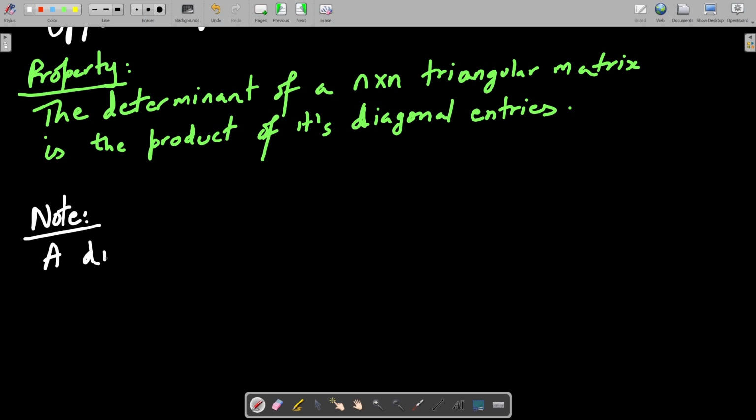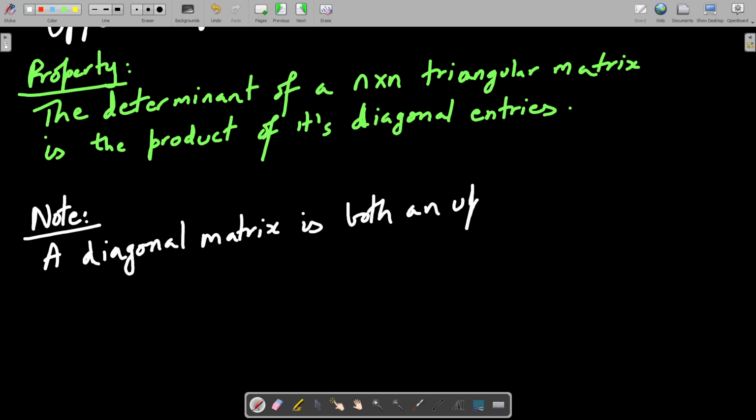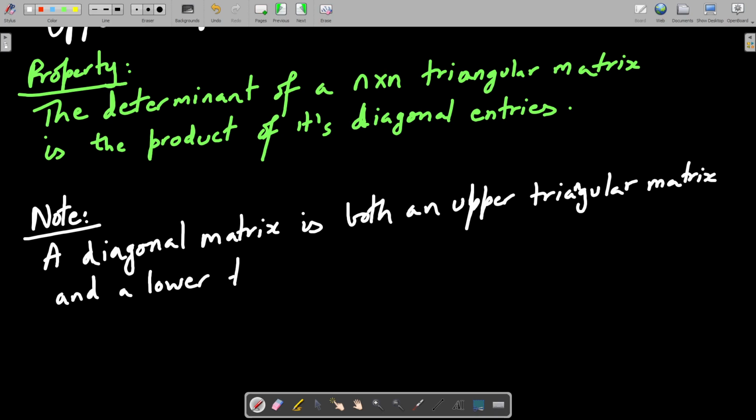is that a diagonal matrix is both an upper triangular matrix and a lower triangular matrix. It's upper triangular also and lower triangular also.